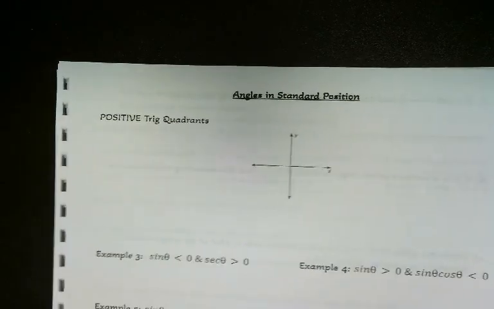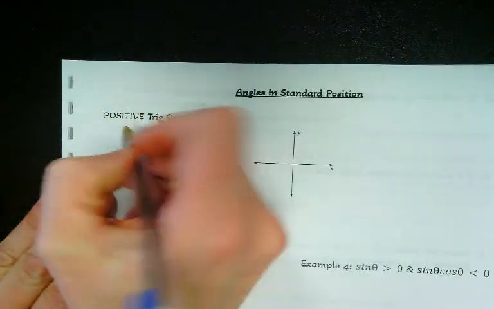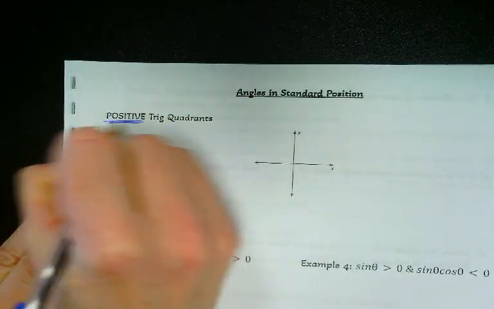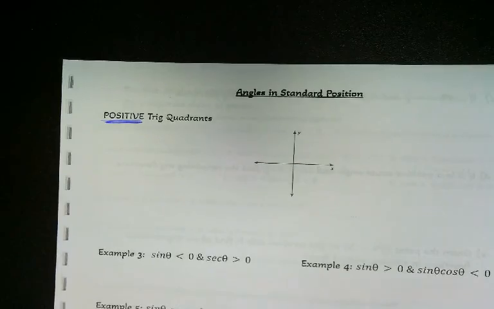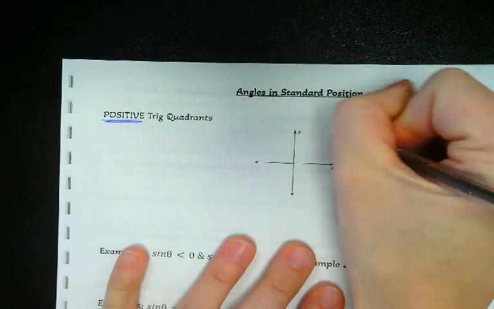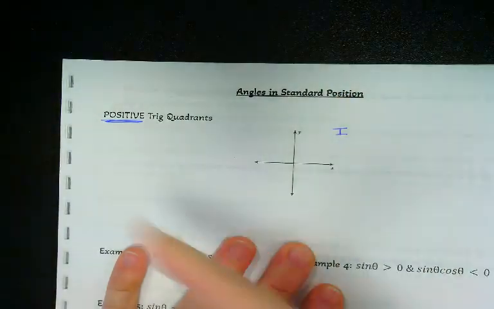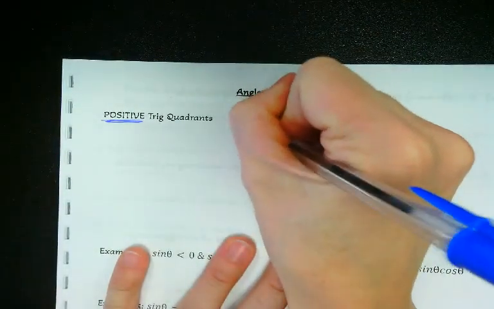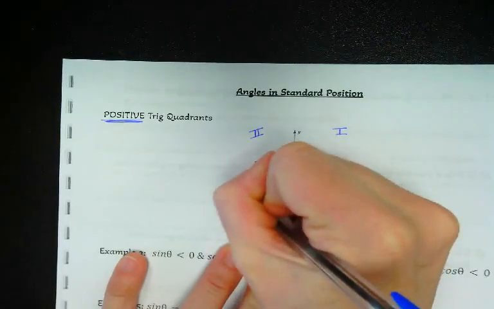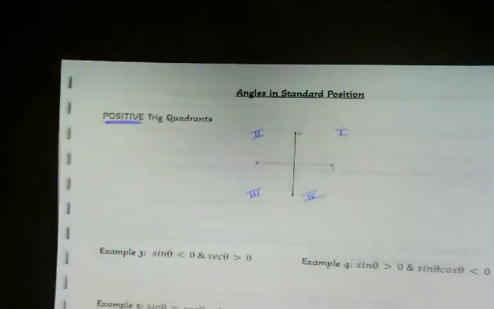All right, so I can't remember if we hit on this at all yesterday. There are these things called positive trig quadrants. Now, we talked about the quadrants themselves, right? But now there are special angles that they're positive in. So let's label these again. This is quadrant 1, and then it goes counterclockwise. So quadrant 2, 3, and 4.